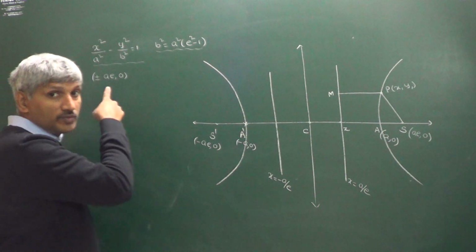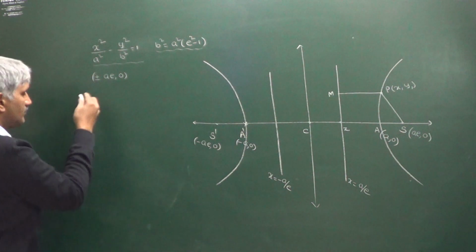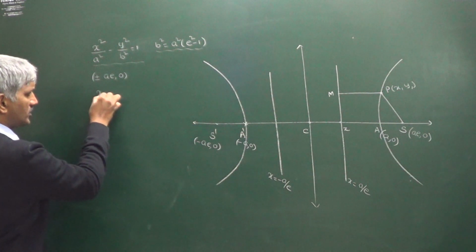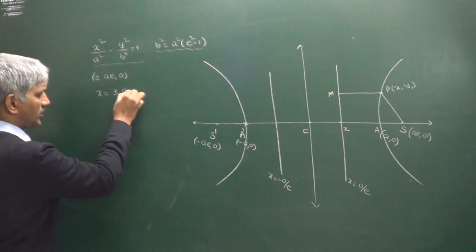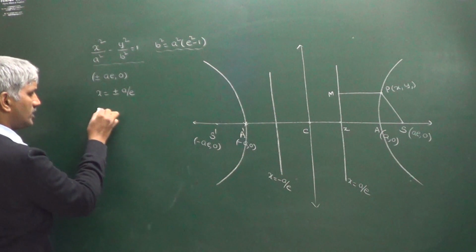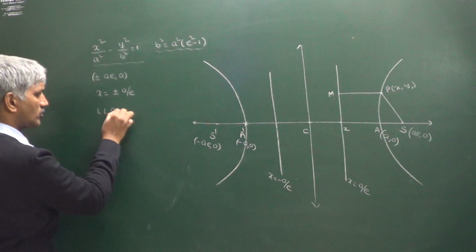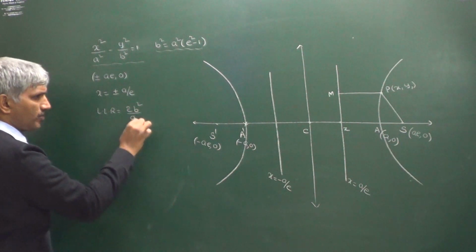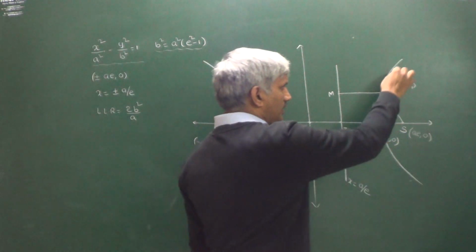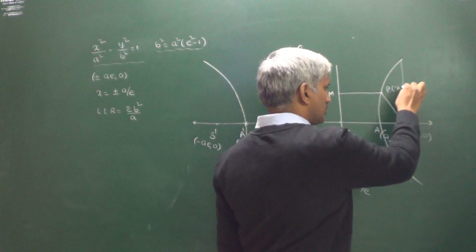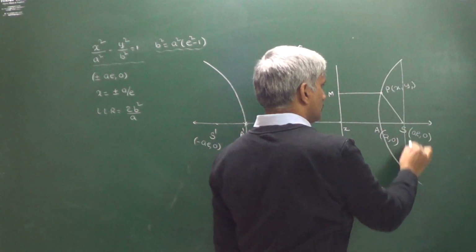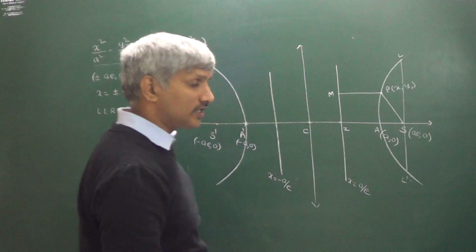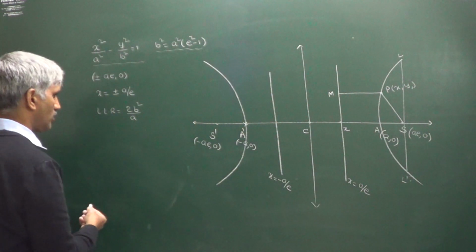In the first case of an ellipse, we also got the same coordinates. Next, the equations of the directrix are x = ±a/e, and the length of the latus rectum here is also 2b²/a. So this end point is L, then this becomes L'. The length of the latus rectum is 2b²/a.